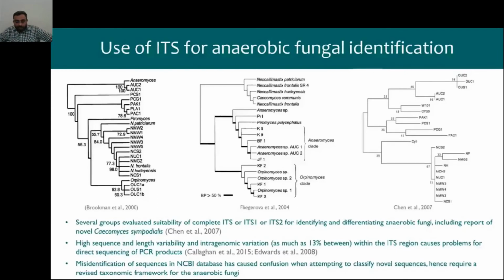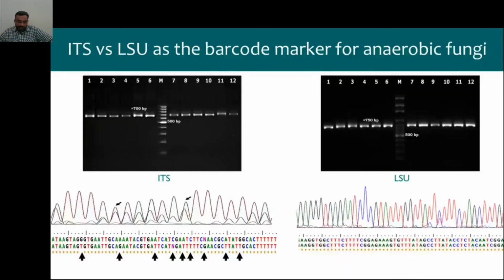Also, at that time, we realized that many sequences submitted to NCBI had been misidentified. Even though morphologically they looked different, the BLAST search at NCBI used to give us different results. So we realized that there is a need for a different biomarker for taxonomic analysis of anaerobic fungi.